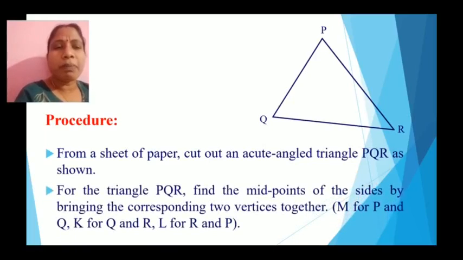For the triangle PQR, find the midpoints of the sides by bringing the corresponding two vertices together. M for PQ, K for QR and L for RP. Like this, K, L and M are the midpoints of the three sides.